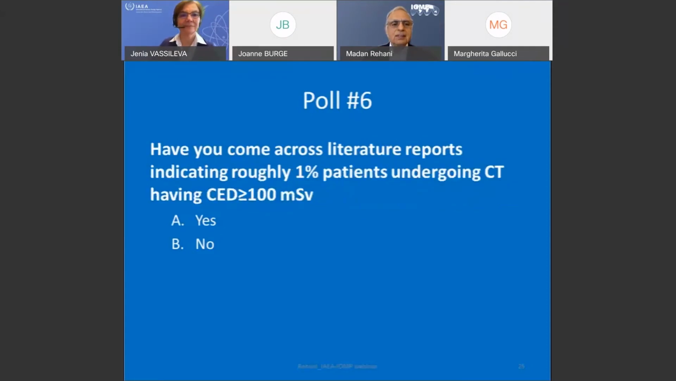It's very nice. And one more question: have you come across literature reports indicating roughly 1% of patients undergoing CT having a cumulative effective dose of equal to or more than 100 millisievert?